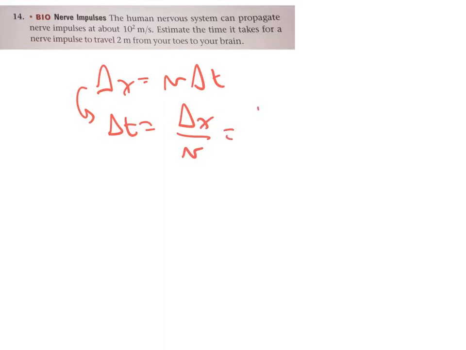So it's something like 2 meters over 10 squared meters per second, which is 2 times 10 to the minus 2 seconds. Notice that meters over meters per second, the meters will cancel, and we'll have 1 over 1 over seconds, which is seconds. So we get something like 2/100ths of a second.